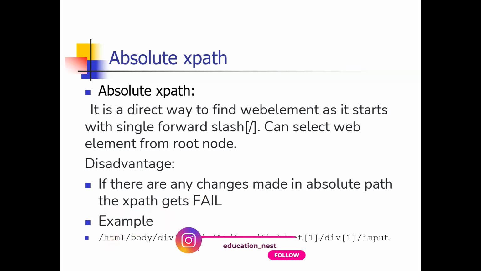For example, this is an XPath: HTML, body, and so on down to the form. Suppose in between, a node changes, then the whole path will not work. This is an example of an XPath from the root node. If a change in any node occurs, then this whole XPath will fail. That is absolute XPath.